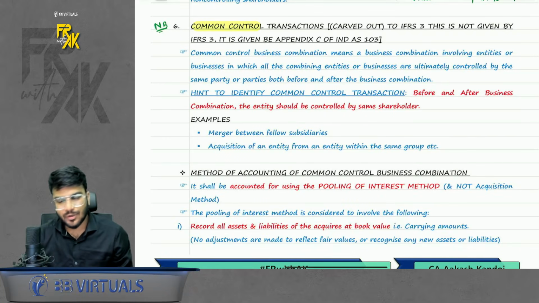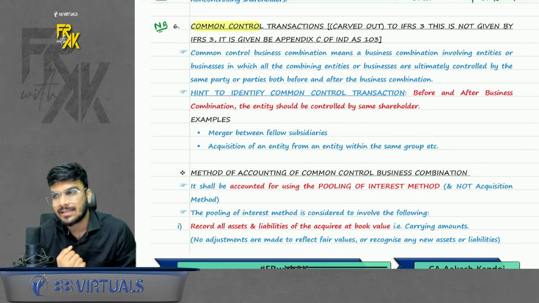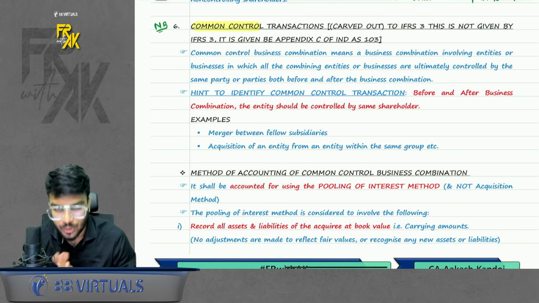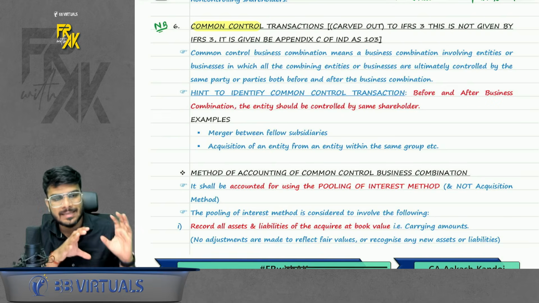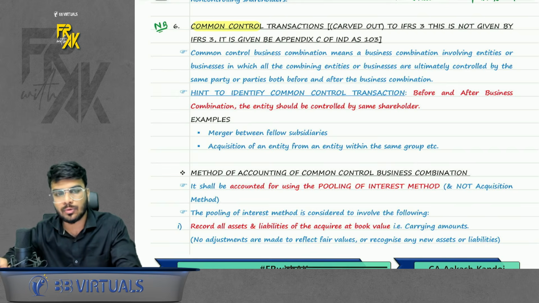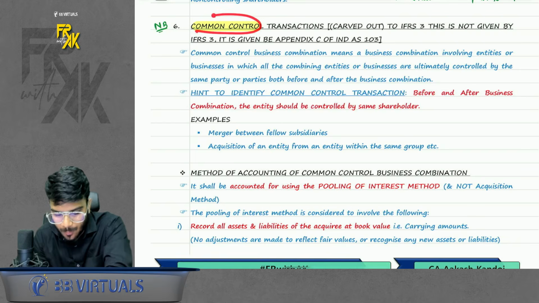So guys, let's continue with our revision of Index 103. I guess in the initial part we revised till illustration number 52. That was our normal 6-step accounting which we did. Now let's move on towards the revision of common control transactions.